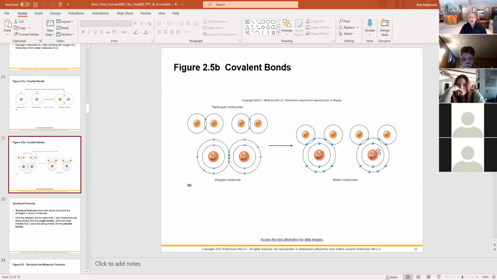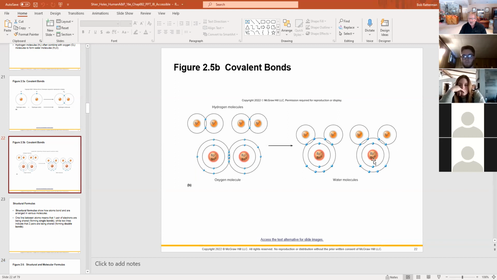So we talk about the oxygen here being more electronegative. What that basically means is that of these sharings that are taking place, right, the electron from each hydrogen is going to be more attracted to this end of the water molecule than the valence electrons will be here on the hydrogen ends. I'll say that one more time.